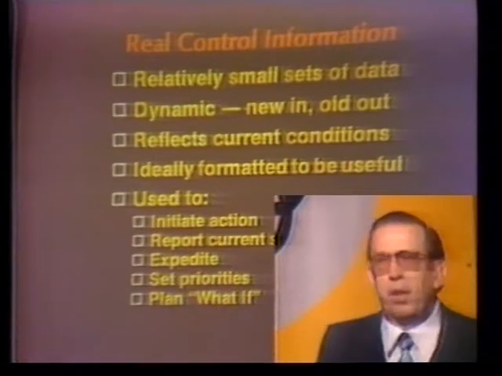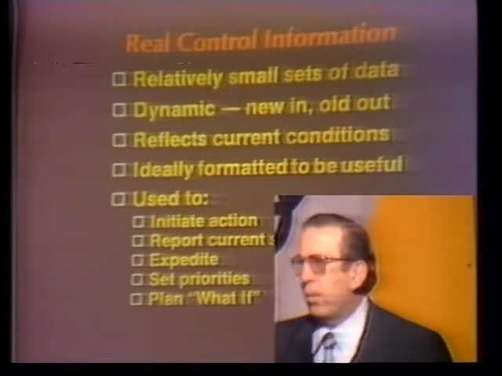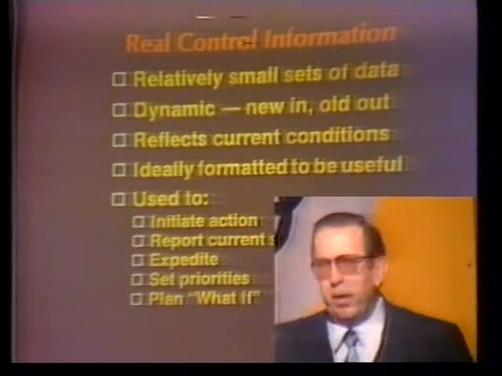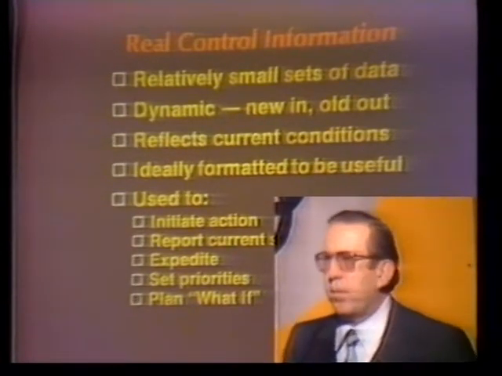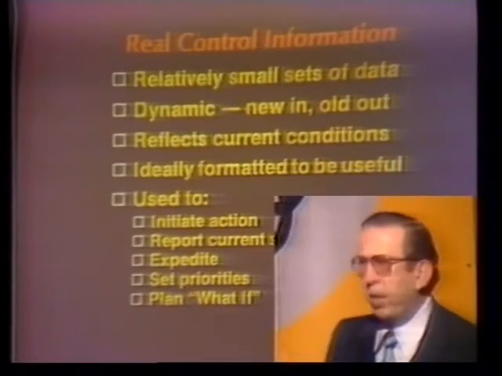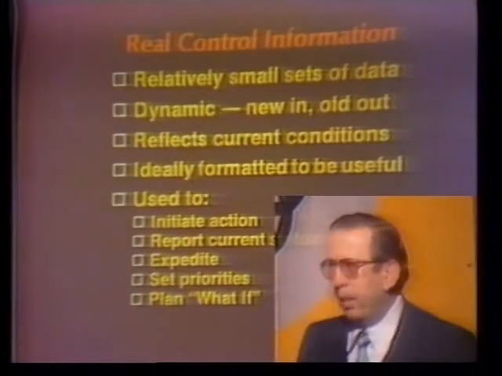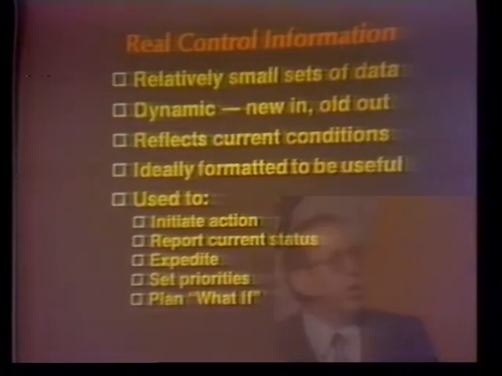This information is relatively small sets of data. The human mind does not process 1 million records in one thought. It really is chewing up information in small sets, small pieces. So it's very transactional in its nature. It's very dynamic information, very changeable. The new in and the old out is very common, this window of time sort of a situation. It must reflect current conditions. It's a very important aspect of real control information.